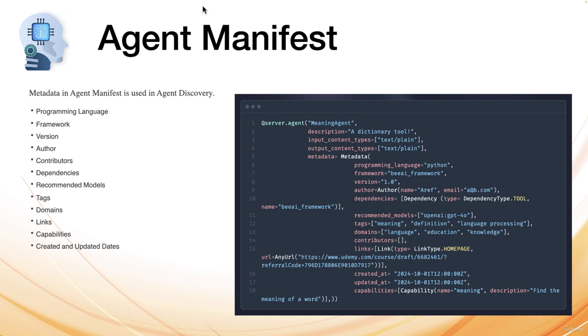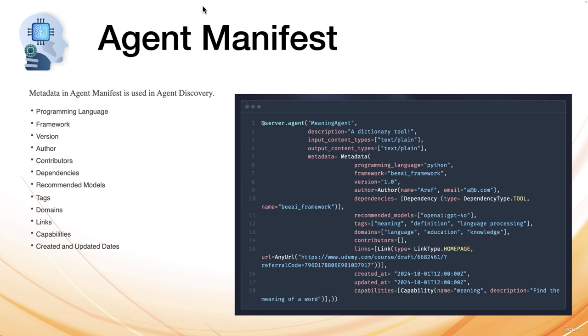In the picture on the right side of the screen, you will see that I have provided this metadata in Python language for the server that we created before. As you can see, metadata is a type itself, so you need to import the metadata class. Then it has programming language, framework, version, author, and author is also a class, so you need to import it. Dependencies is an array of dependencies, so you need to import the dependency class, and it has dependency type and name. Apart from that, we have links. Links also is an array of link, so you need to import link. We have capabilities. Likewise, capabilities is an array of capabilities, so you need to import the class capability.